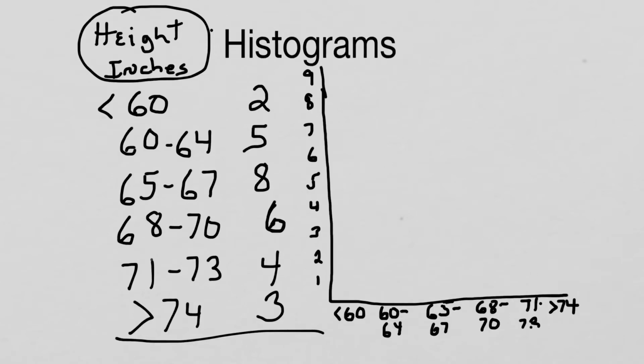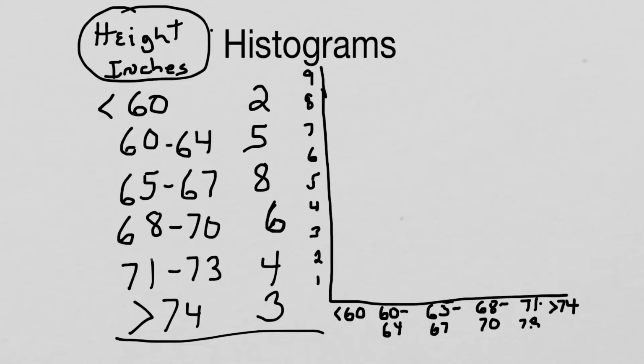I put together just a basic graph here. On the x-axis, the one that goes horizontal, I listed my ranges, my buckets: less than 60, 60 to 64, 65 to 67, 68 to 70, 71 to 73, and greater than 74. On my left, you'll see the number of times, the frequencies, listed. Every histogram is going to have frequencies.